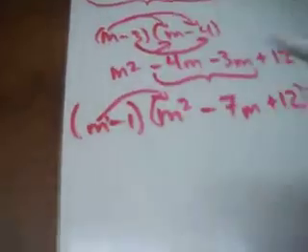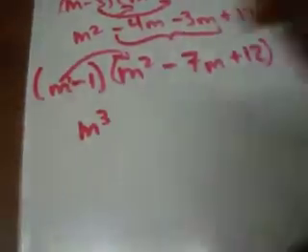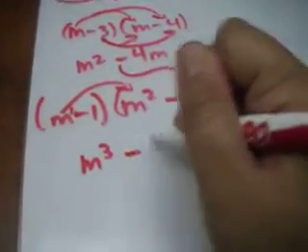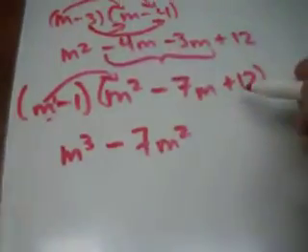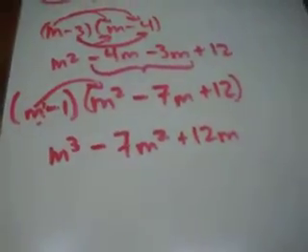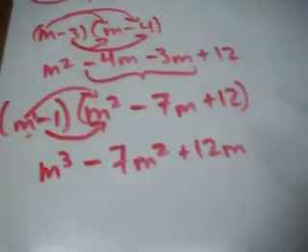So again, first term, let's do it to all three terms of the trinomial. m to the 1 times m squared is m cubed. m times negative 7m, that's negative 7m squared. m times 12, plus 12m. Now I'm going to take my negative 1 and distribute it to every single term in the trinomial.